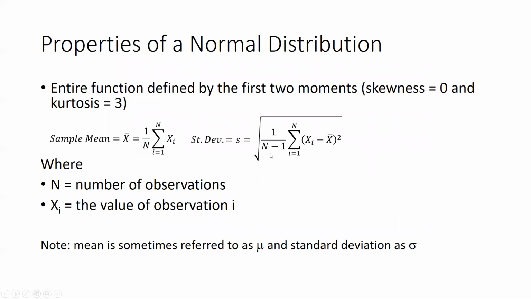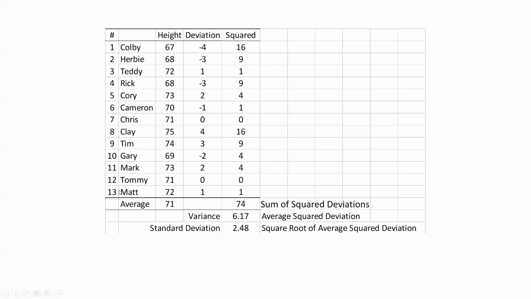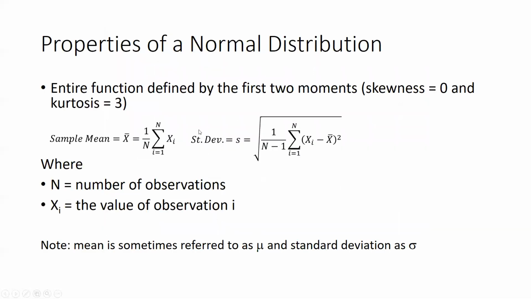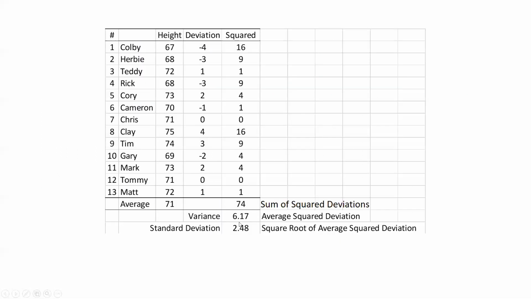Next step, divide by the number of observations minus 1. In this case, we have 13 observations, so I divide by 12. That is the average squared deviation. There's a name for that. It's called variance. But in order to get standard deviation, we have to take the square root of that. So if I take the square root of that, I get a standard deviation of 2.48. So what I have is a mean of 71 inches, 5'11", and a standard deviation of 2.48 inches.